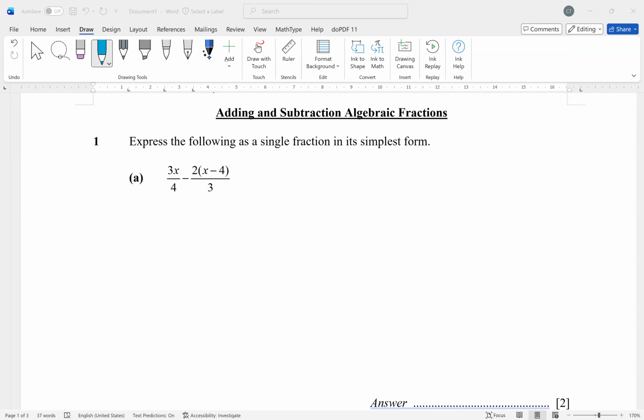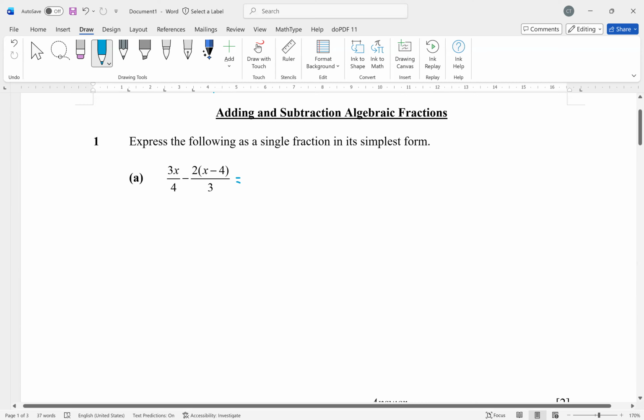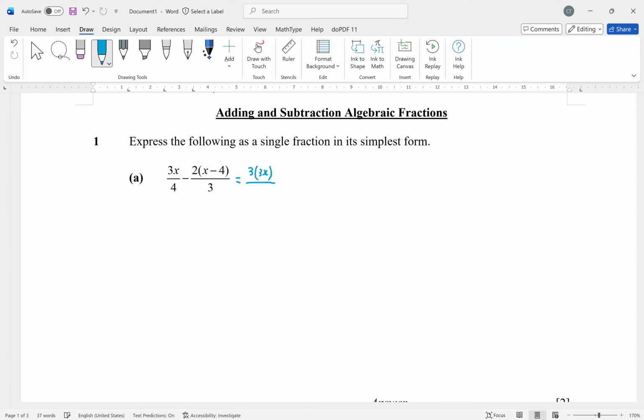So how are we going to do that? For the first fraction, we have to multiply by 3 to turn the 4 into a 12. For a fraction, whatever you do for the denominator, you must do the same thing for the numerator. So it's going to look like this. We multiply the top by 3 and the bottom by 3. Now the denominator is 12 already.